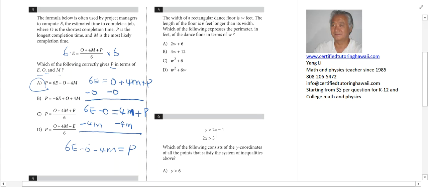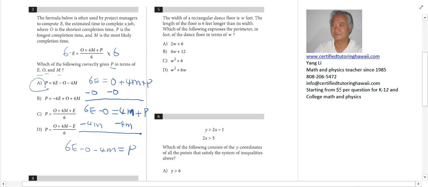All right. So let's move on. Go to the next question now. The number 5. They said the width of a rectangular dance floor is W feet, and the length of the floor is 6 feet longer than its width. Which of the following expresses the perimeter in feet of the dance floor in terms of W?